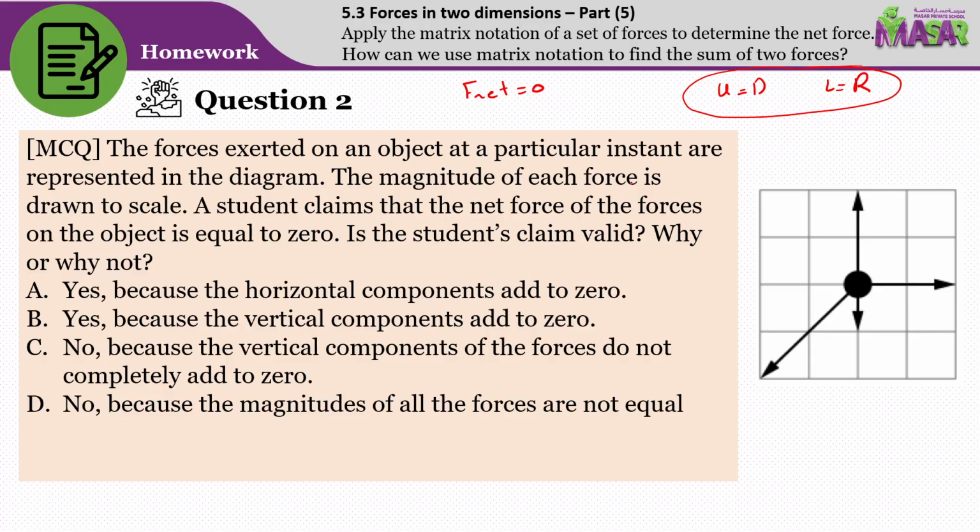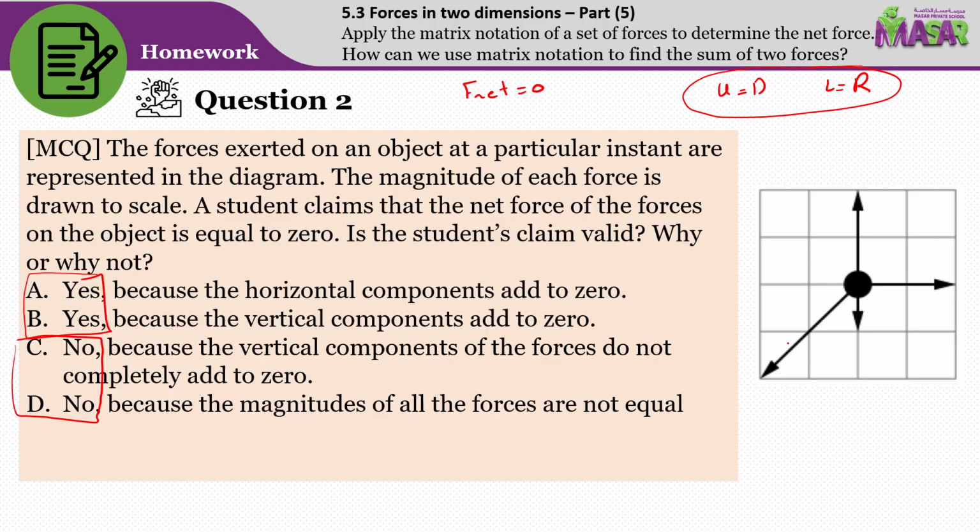Whenever I try to solve MCQ, I would always choose the easiest path. And in this case, I will choose the up and down, left and right method. Do you think the student's claim is valid? Why or why not? We have certain choices here. The first two accept the claim of the student, and the last two deny this argumentation. So let's evaluate whether we are under balanced forces or not, or whether the net force is equal to zero.